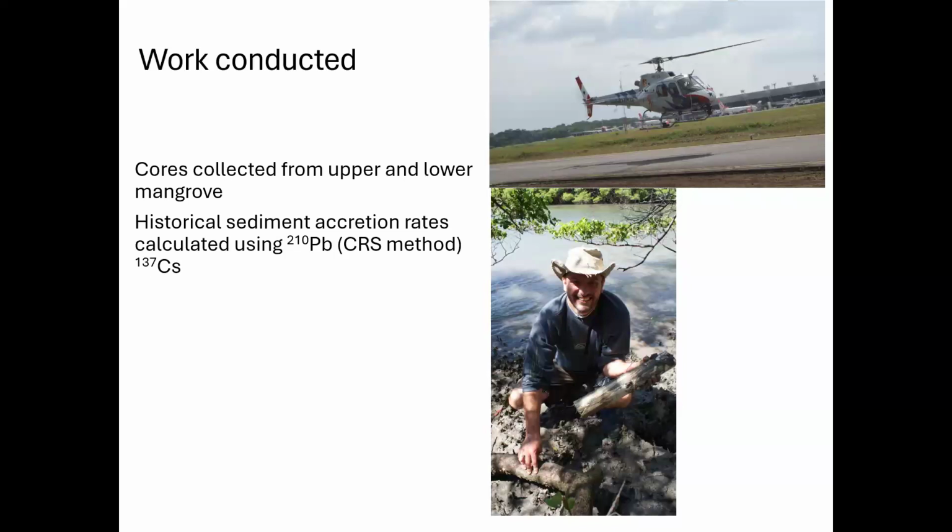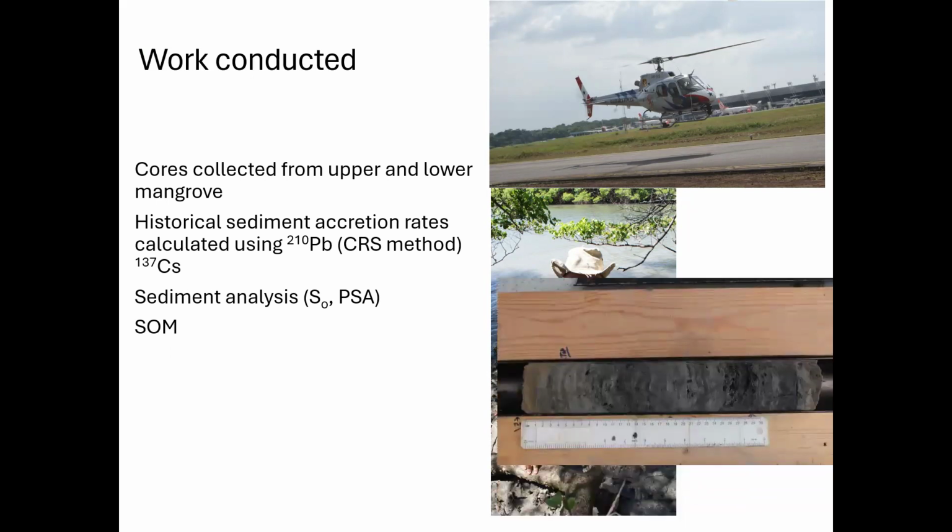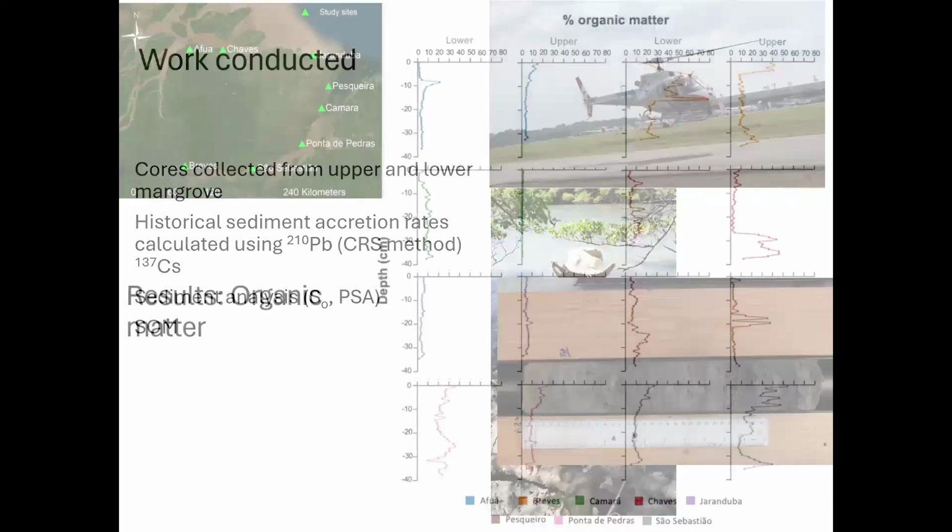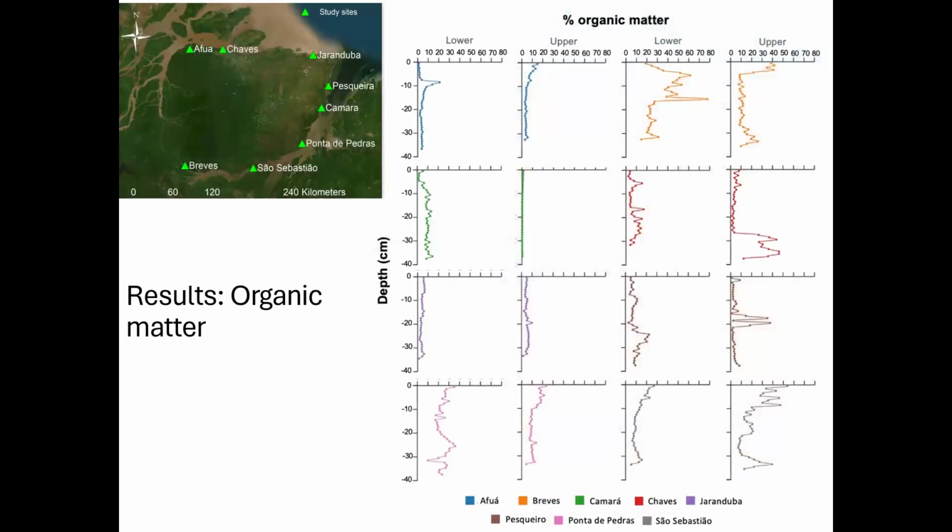Again, we did the same as before: historical sediment accretion rates, calculated using lead-210 with the CRS method and caesium-137, then some sediment analysis and soil organic matter analysis. We took those cores, cleaned them all up, and then undertook the analysis, same as we did for those sites in the semi-arid northeast of Brazil.